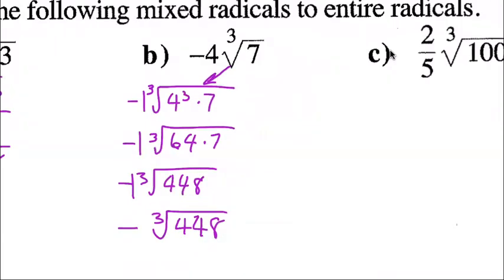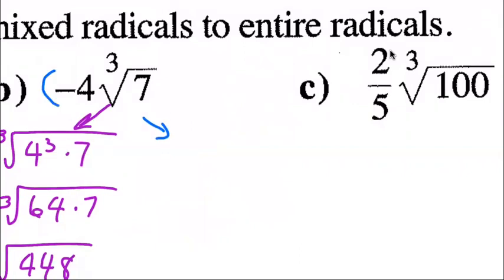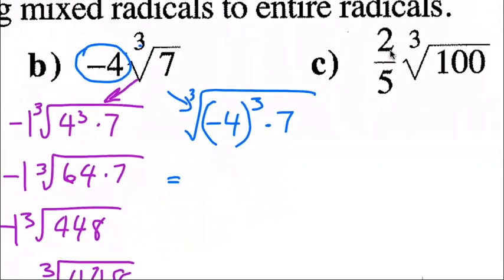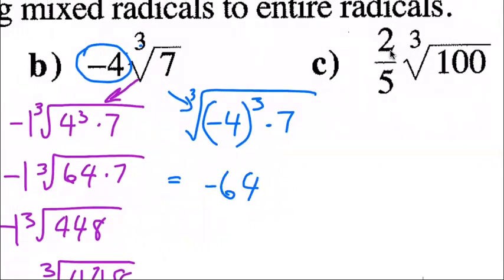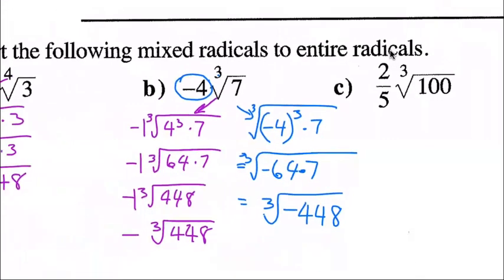And then I'll switch colors to, let's say, blue. And I'll put the negative back inside, which means I'm going to take this whole thing and raise it to that odd power. Negative 4 cubed times 7 is on the inside. Well, negative 4 times negative 4 times negative 4 is negative 64 times 7, cube root, which is equal to negative 448. So either the negative's on the outside or the negative's on the inside. With a negative one, you can choose. It doesn't matter. Both are correct.